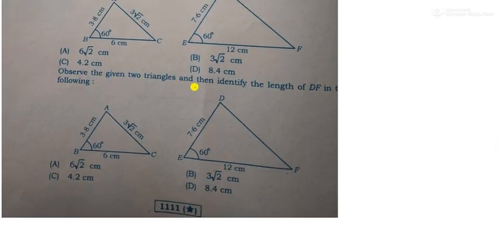Now question number 29. Observe the given two triangles and then identify the length of DF. Okay, so this is 60. Both of these are similar triangles, so their corresponding sides will be in the same ratio. So AB by DE will be equal to BC by EF, and that is equal to AC by DF.